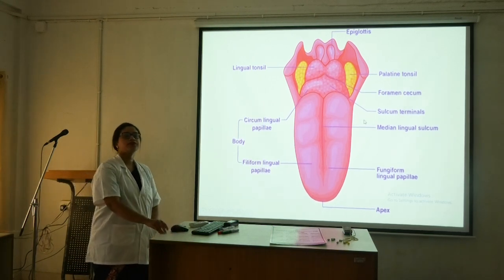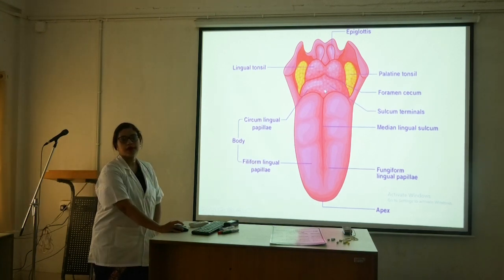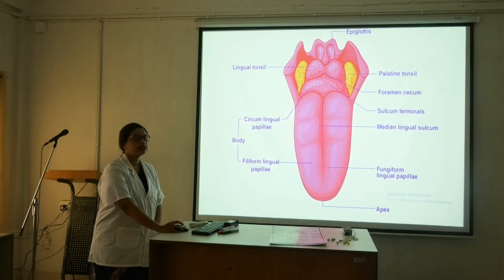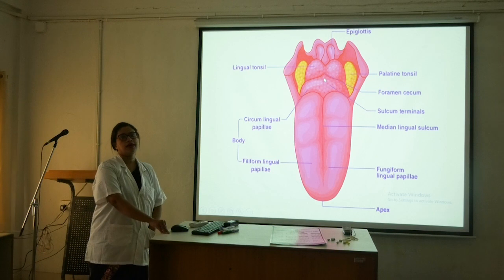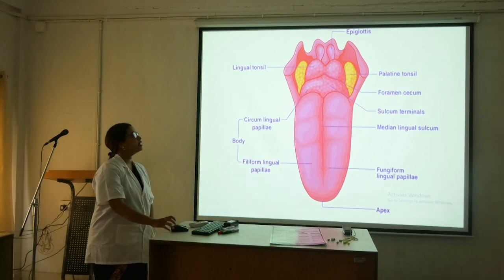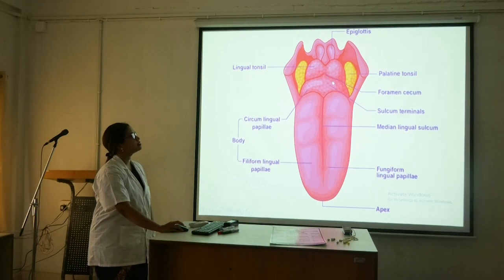Where is it present? What is this thing? This furrow you could see. What is this? This is known as the sulcus terminalis. And you know the tongue is developed from the foramen cecum. So even in the adult you will see there is a remnant of the foramen cecum.